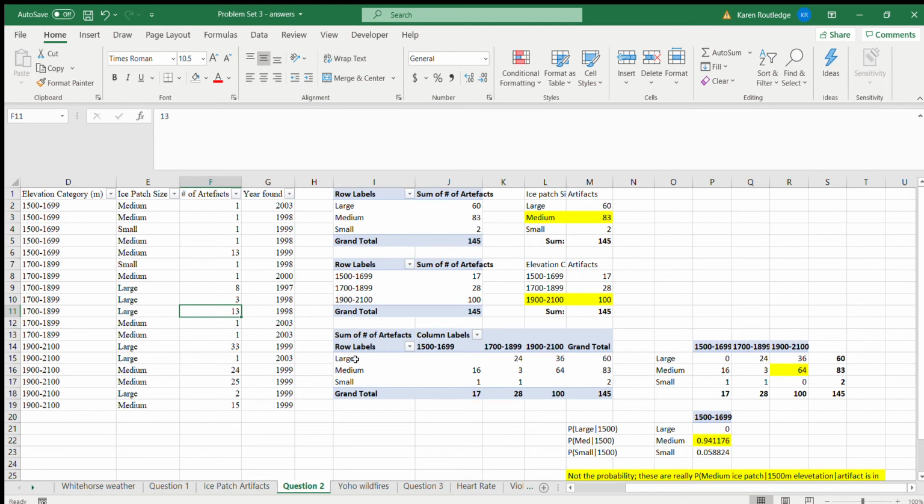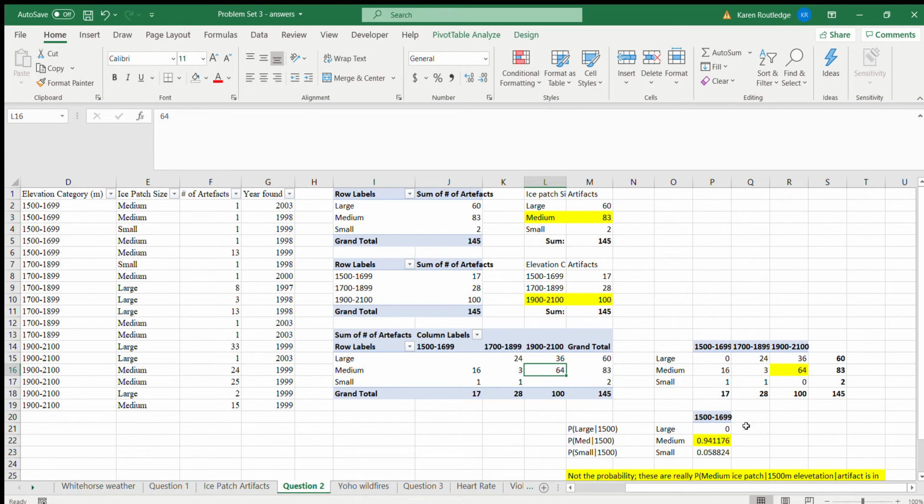Part C asks you to make a larger pivot table that has the ice patch size and the elevations. Ultimately, we're still looking in our table and finding which particular combination has the largest sum, the largest number of artifacts in it. And so that is the medium category at the 1900 to 2100 elevation.